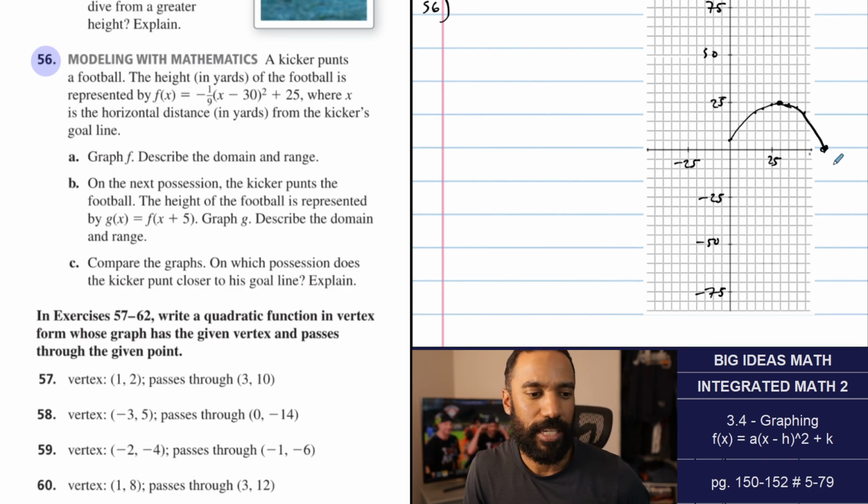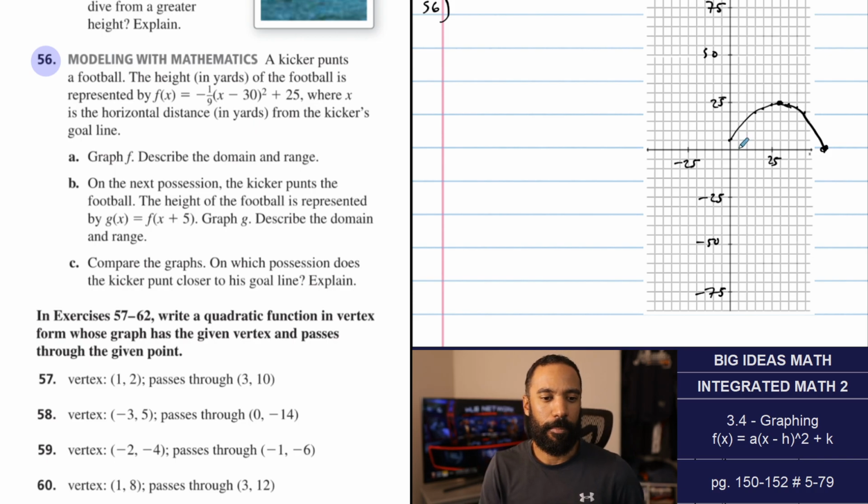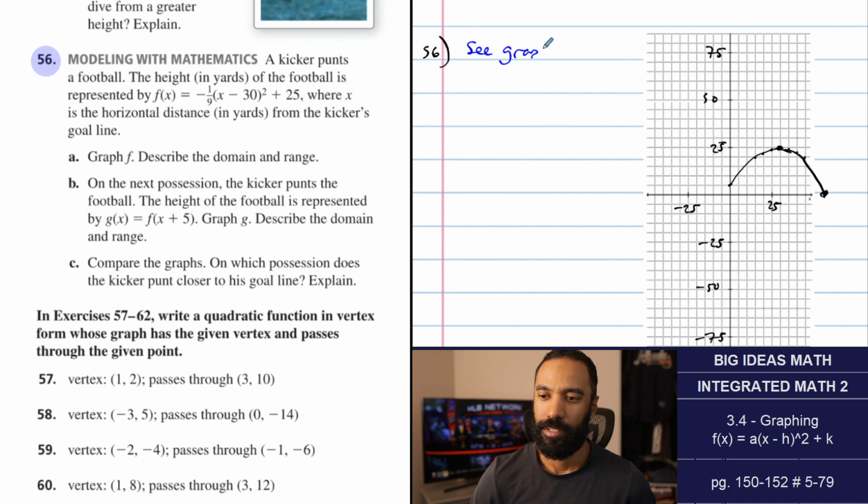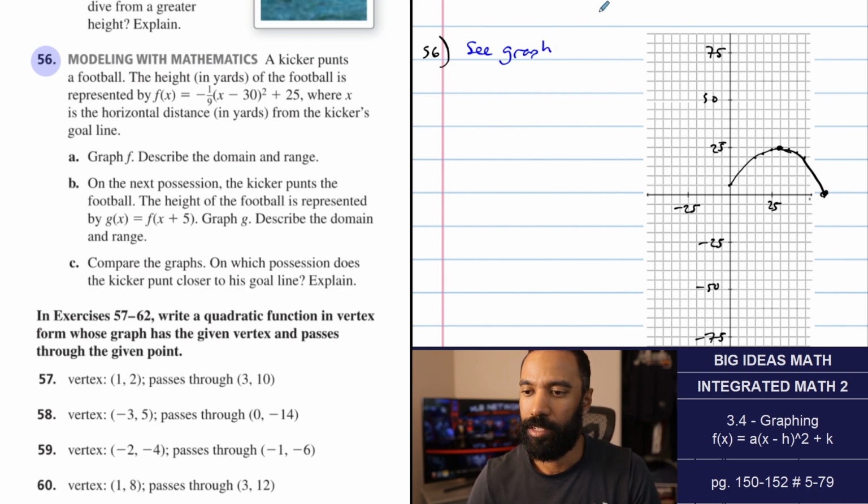On the next possession, the kicker punts the football. The height of the football is represented by g of x equals f of x plus 5. Graph g, describe the domain and range. So, first of all, see graph. Let's do that in black. Next one I'll do in blue. Excuse me, that's part A.